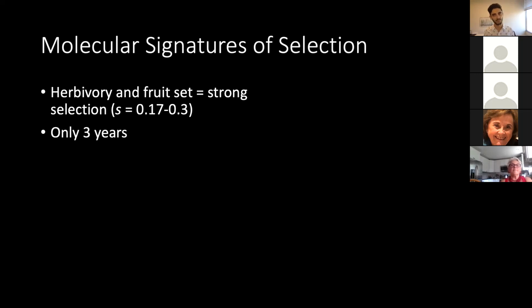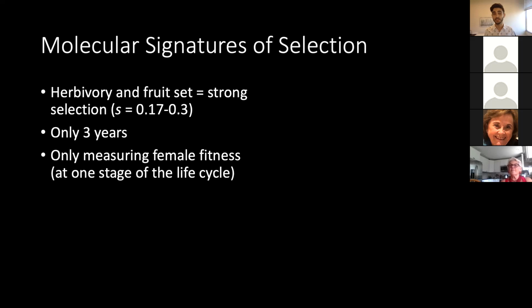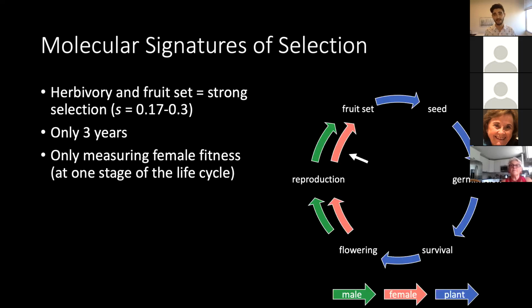But we only caught it over 3 years. We could have been lucky. And we only showed it at 1 stage of the life cycle, at female fitness nonetheless. There is plenty of other places throughout the life cycle in which wild type could recuperate some of that fitness loss, or Dahlia could sort of extend its lead. Now, luckily, both of those patterns are going to leave distinct traces in the genome. So now that we have the genetic basis, we can look for molecular signatures of selection.